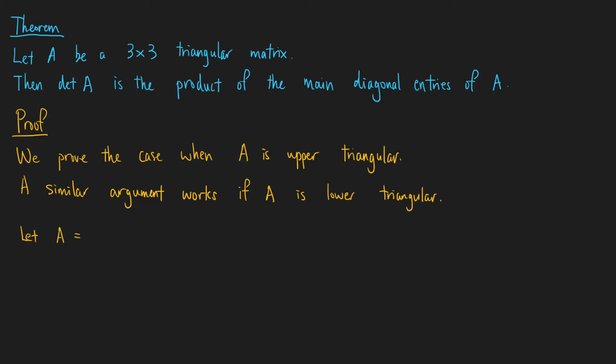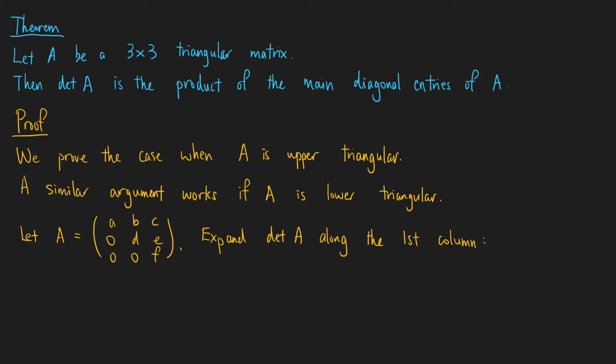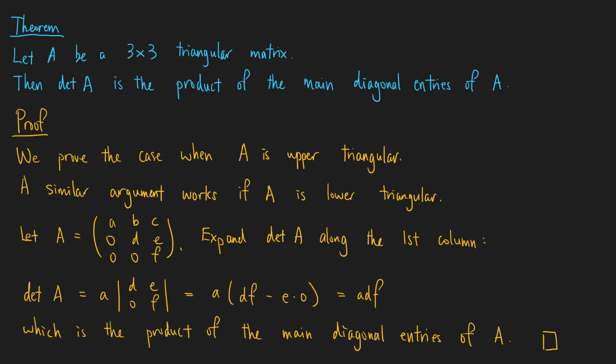Let A be the matrix with rows a, b, c; 0, d, e; 0, 0, f. So A is upper triangular. Expand the determinant of A along the first column. The determinant of A equals a times the determinant of d, e; 0, f. Notice that the remaining 2 terms vanish, because the remaining entries in the first column are 0. So the determinant of A equals a times bracket d times f minus e times 0, which is equal to a times d times f, and this is indeed the product of the main diagonal entries of A.